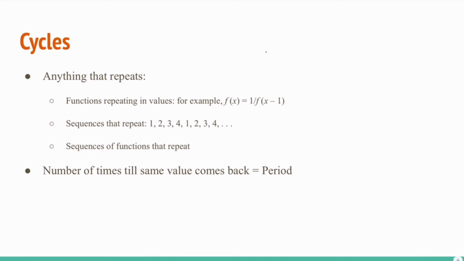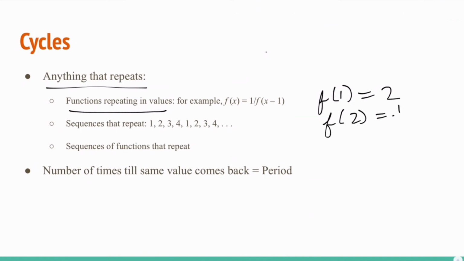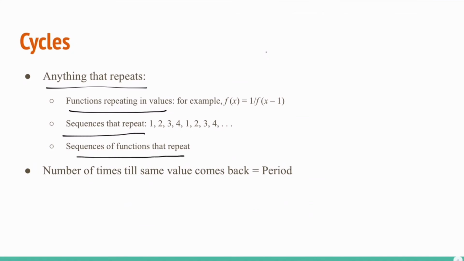A cycle is anything that repeats. So functions repeating in values, for example, f of x equals 1 over f of x minus 1, and let's say f of 1 just equals 2. Then f of 2 will be 1 over that, which equals 1 over 2, and f of 3 equals 2, and this just repeats over and over. So that's repeating in values. They can also be sequences that repeat, for example, 1, 2, 3, 4, 1, 2, 3, 4, and it's similar to functions repeating in values. And then it can also be sequences of functions that repeat. And the number of times till the same value comes back is called the period.